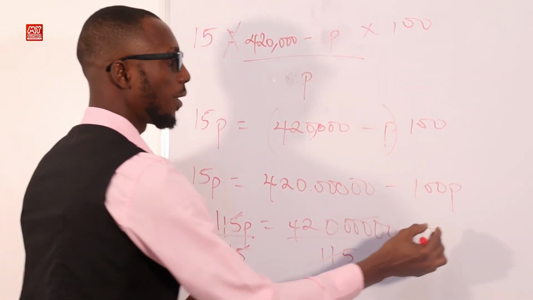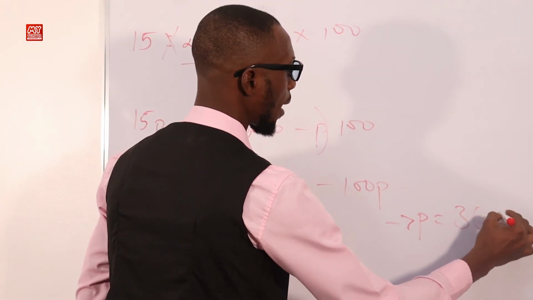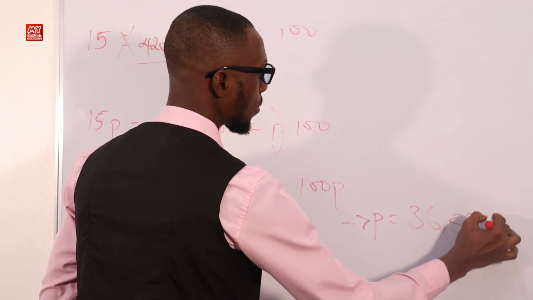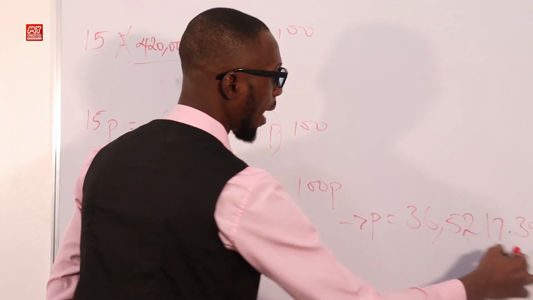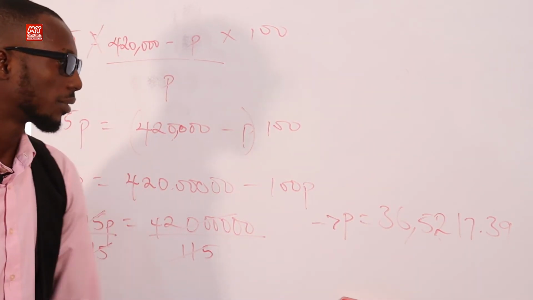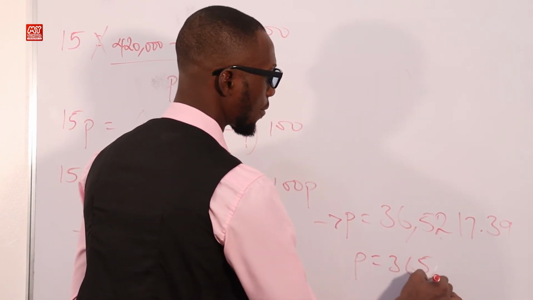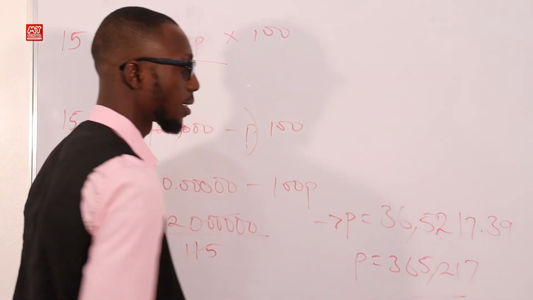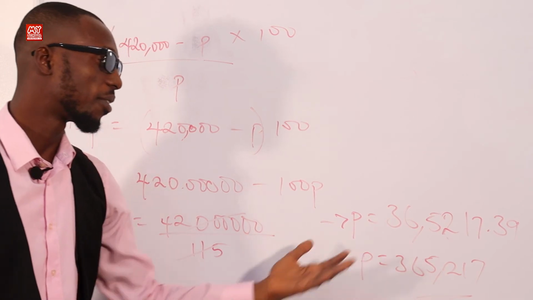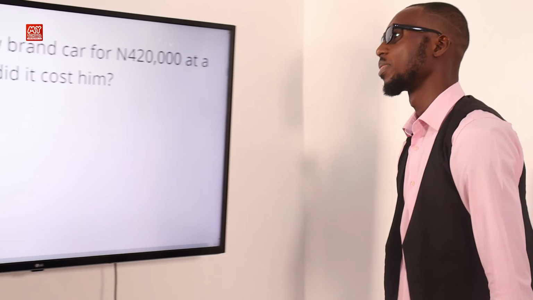So what I should have roughly as our price should be around 365,217.39 thereabouts. So roughly we should have 365,217. Okay, roughly. So 365,217. Let's go back to the screen and select the correct option.